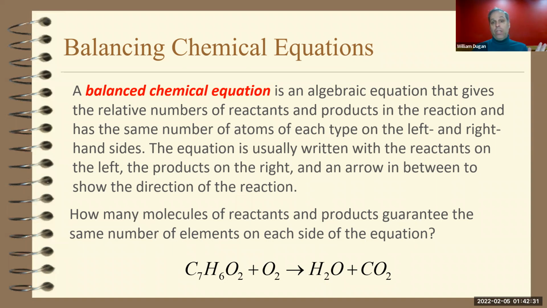The equation is written so that the reactants are usually on the left and the products are on the right, with an arrow in between to show the direction of that reaction. I'll give you an example of an unbalanced equation below. I want to know, for the reactants and products, how many molecules of each do I need in order to guarantee the same number of elements on each side of that equation?